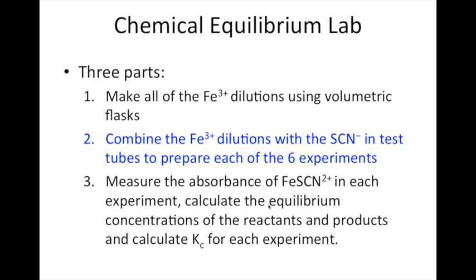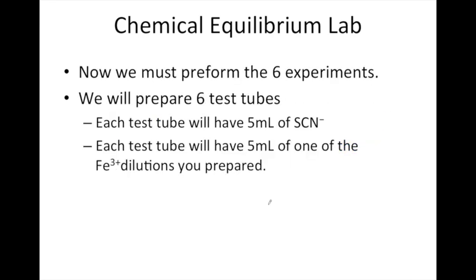And that brings us to the second part. Now we want to combine our iron 3 dilutions with the thiocyanate in our test tubes in order to perform the experiments. Okay? So here we're going to actually perform the experiment. So we're going to prepare 6 test tubes. We want to prepare 6 different experiments, so we need 6 test tubes.